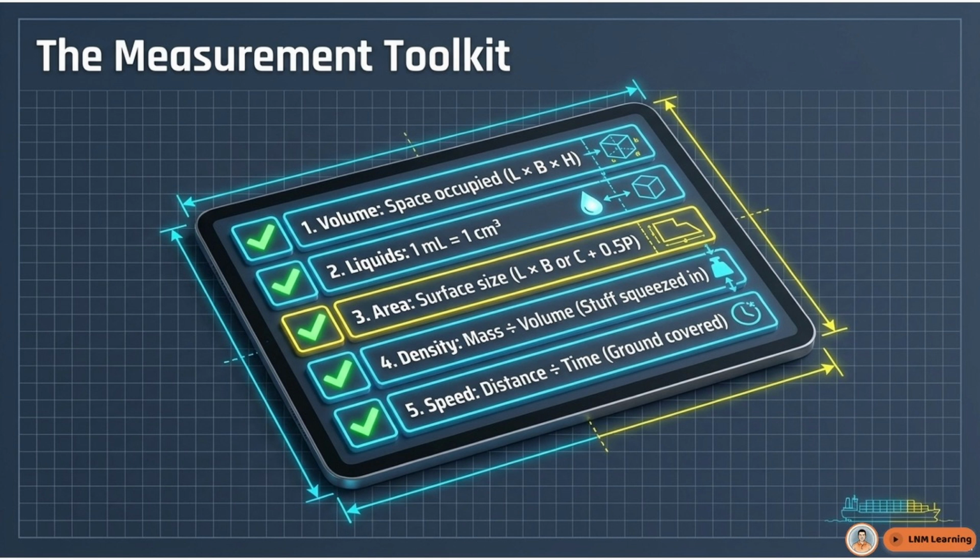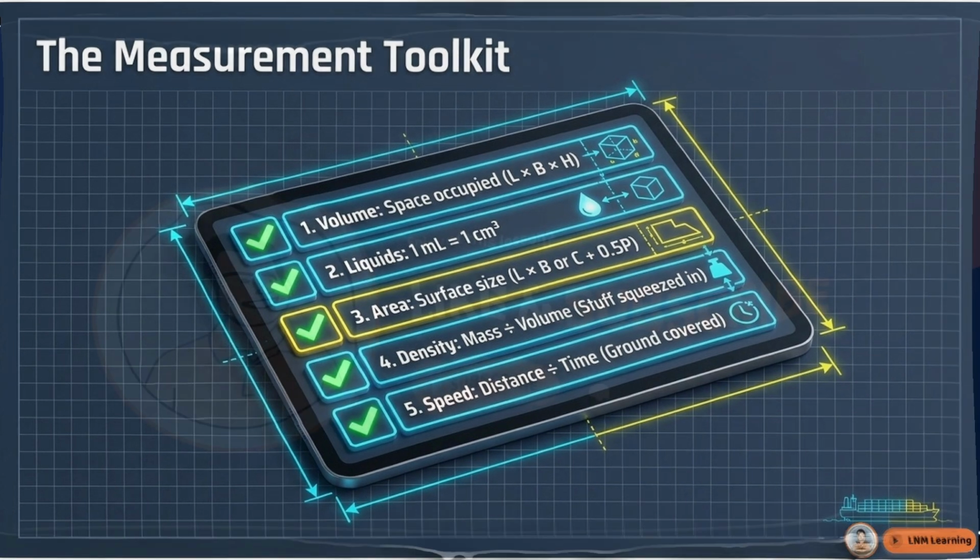Alright, time for a quick recap. Let's lock this in. 1. Volume is the space that a thing takes up. 2. For liquids, we use liters. 1 milliliter equals 1 cubic centimeter. 3. Area is the size of a surface. Length times breadth for neat shapes. And you can use a graph for curvy ones like a leaf. 4. Density is mass divided by volume. And 5. Speed is equal to distance divided by time. And that sneaky ship, it floats because it's hollow and less dense than water.